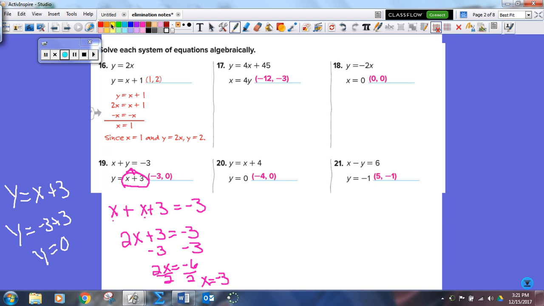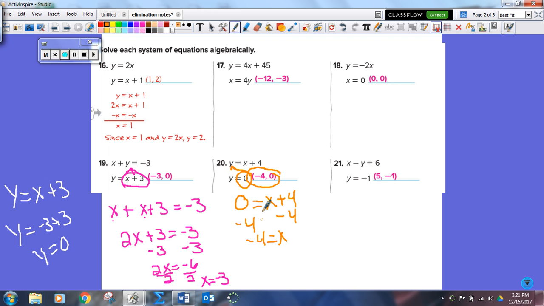To solve 20, it tells me that y equals 0. So I put 0 in for y. So 0 equals x plus 4. Subtract 4 from both sides. Negative 4 equals x, which gives me the answer negative 4, 0.